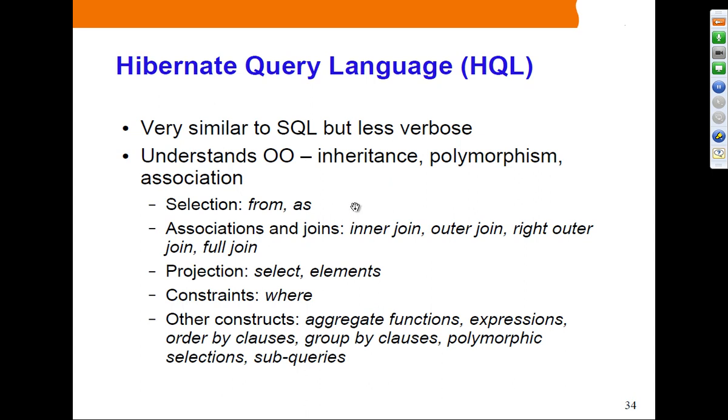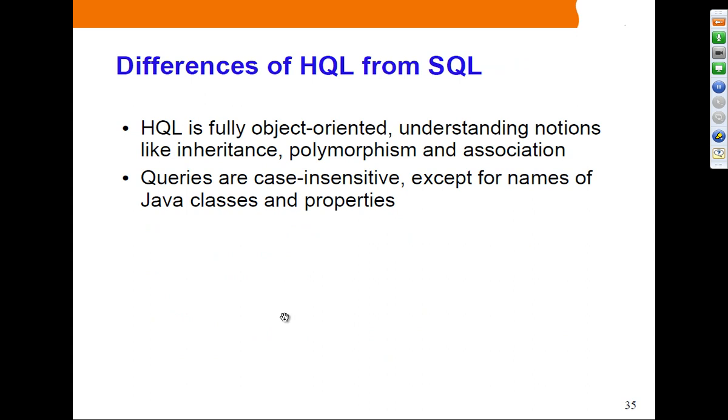But you are going to use a pretty similar structure from SQL, like from and as. And these are association and joins. You can use inner join, outer join, full join, and select elements and where clause. And you can also do aggregate functions. So these are pretty much like SQL, but we are going to use an object. HQL is fully object-oriented, understanding notions like inheritance and polymorphism and association. And the queries are case insensitive except for names of Java classes and properties. So Java classes are obviously case sensitive.